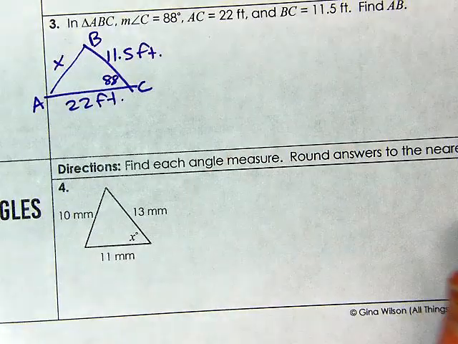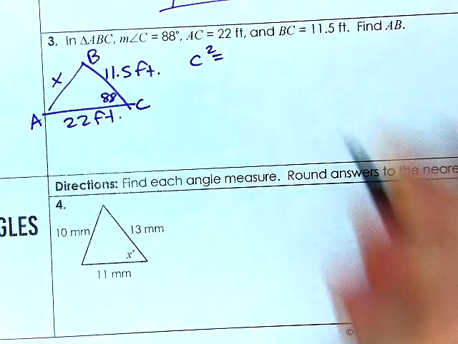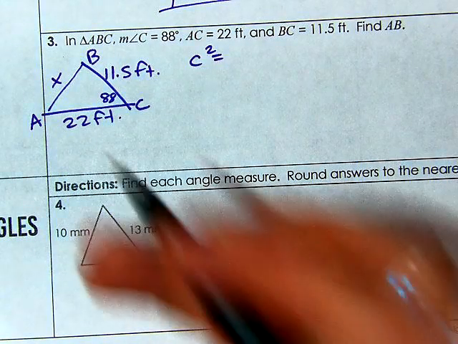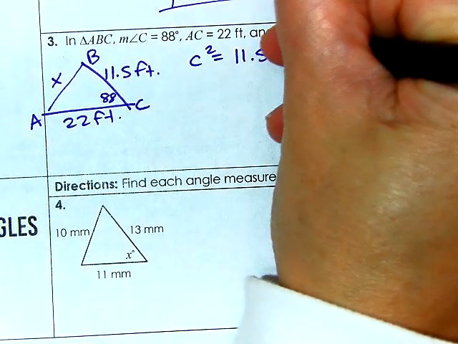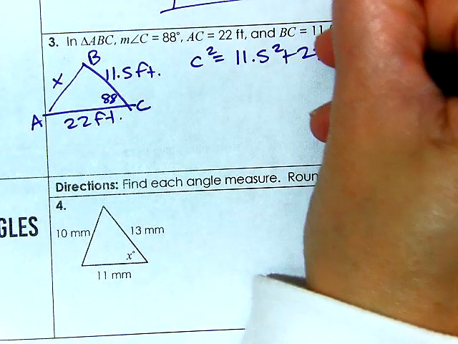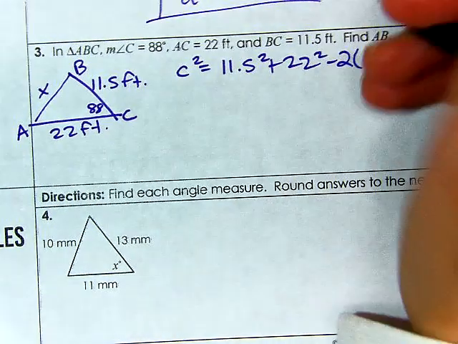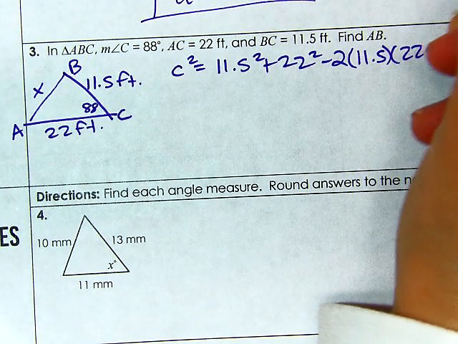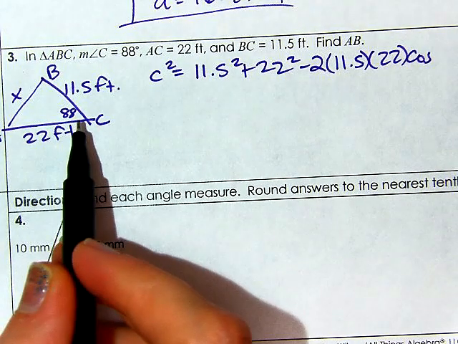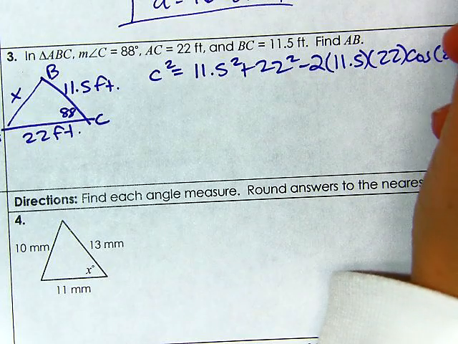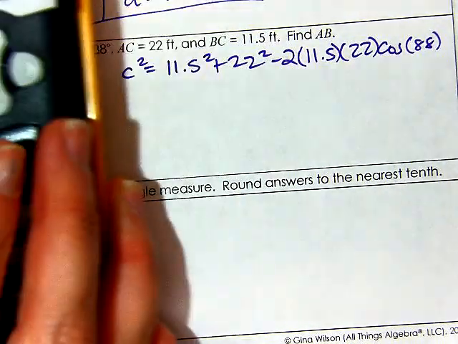So my missing part goes first. In this case, it's going to be a C. So C squared equals, and it's going to be these other two. So we'll go ahead and say 11.5 squared plus 22 squared minus 2 times each one of those. So 11.5 times 22. And then times the cosine of the angle, and it's 88 degrees in this case. And I'm going to go ahead and type that in my calculator.